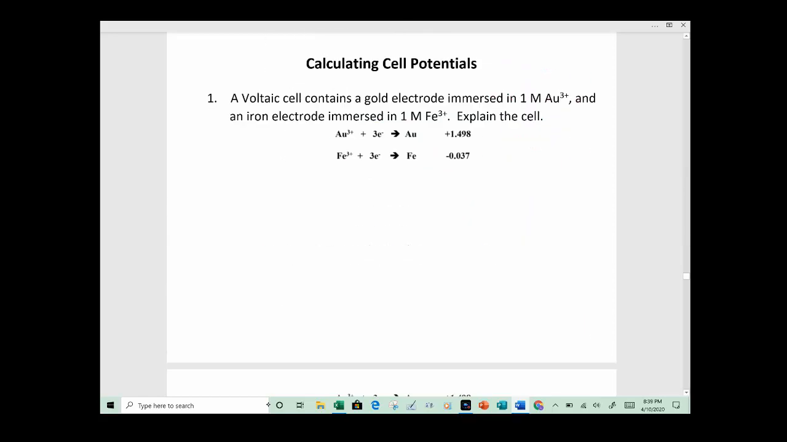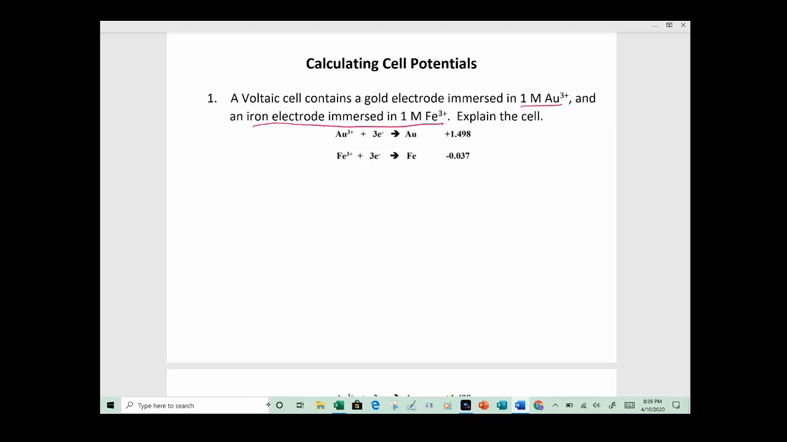Right, here's an example. A voltaic cell contains a gold electrode immersed in 1 molar of gold cation and an iron electrode immersed in 1 molar iron 3 solution.